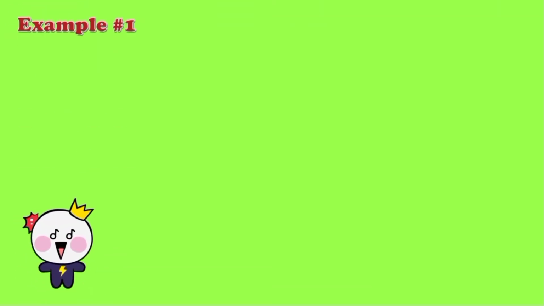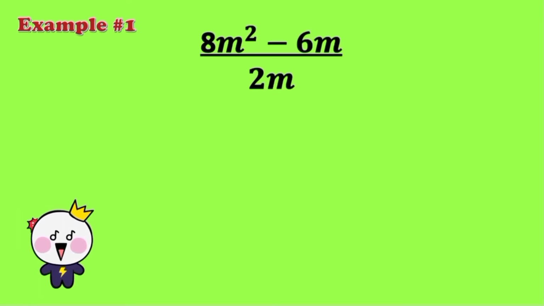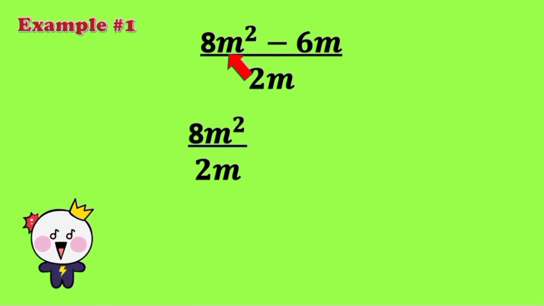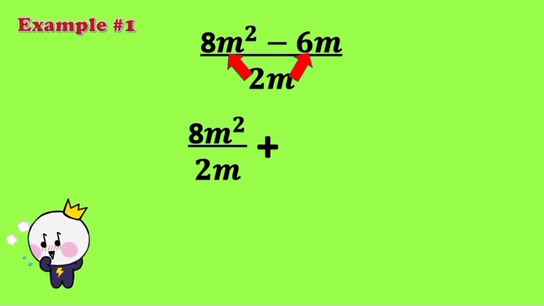Example number 1. 8m squared minus 6m divided by 2m. Let's divide the first term. We have 8m squared divided by 2m. Now let's divide the second term. We have negative 6m divided by 2m.